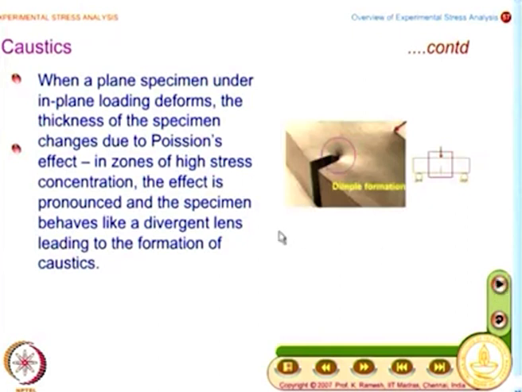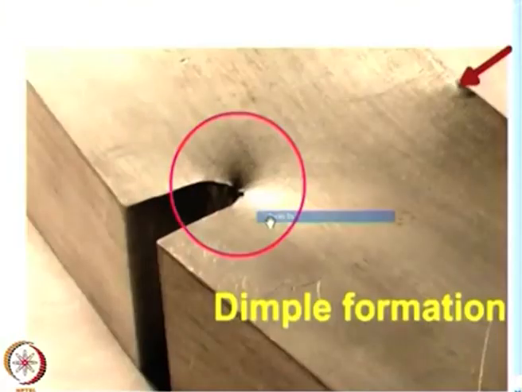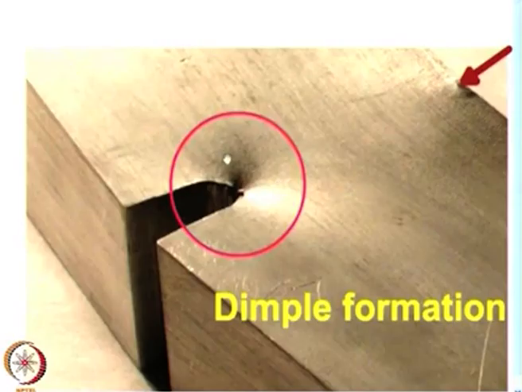And this is what is shown here. I have an aluminum specimen which has a crack, and you see a dimple formation here. First we will see this, then look at the reason behind it. Can you see the dimple very clearly at the tip of the crack? You see a very large deformation here, and this occurs when I apply load. This is in 3-point bending, and when I apply the load, I have a dimple formation.